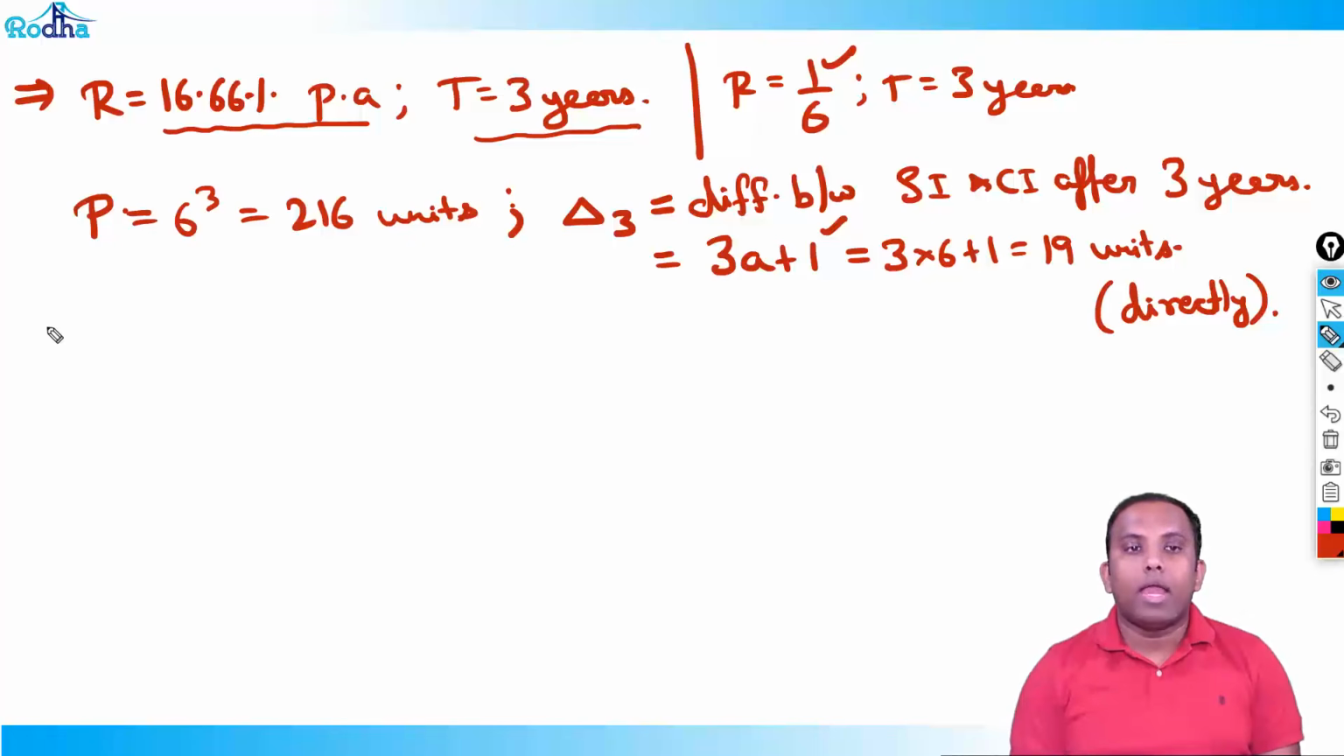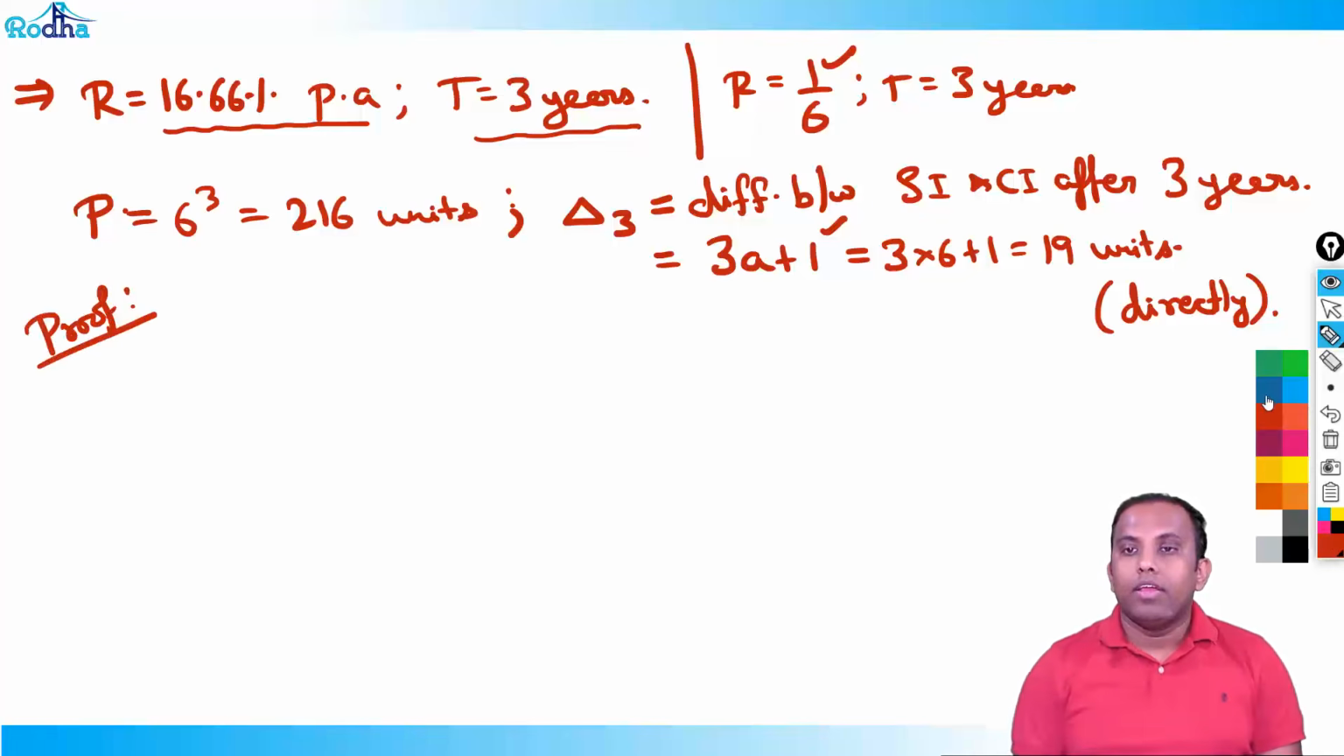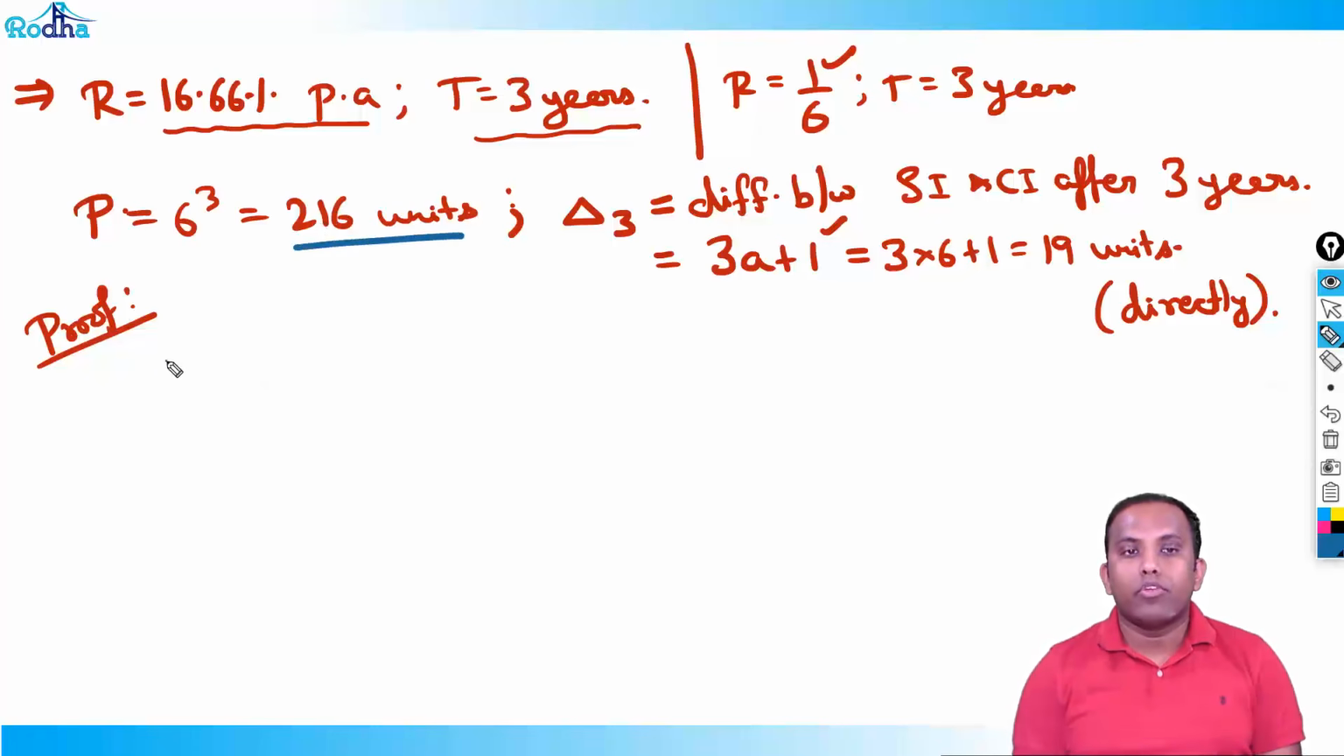And here I am giving its proof. See, principal is 216 units. What is the interest for first year, second year, third year? So interest is 16.66% of 216, that is 1 by 6 of 216. What is 1 by 6 of 216? 36. So 36 is the interest for each year. That is simple interest.